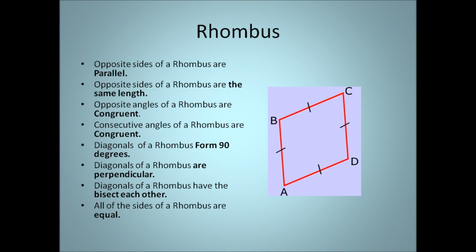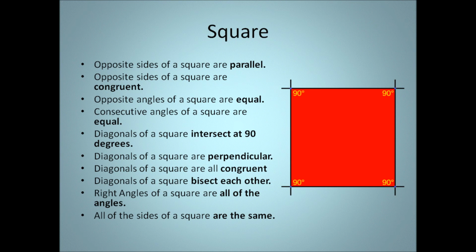Up next we have the square, with 10 properties. The opposite sides of a square are parallel and congruent. The opposite angles of a square are equal. Consecutive angles of a square are equal. Diagonals of a square intersect at 90 degrees. Diagonals of a square are perpendicular. Diagonals of a square are congruent. Diagonals of a square bisect each other, the angles of the square are all right angles, and all of the sides of the square are the same.